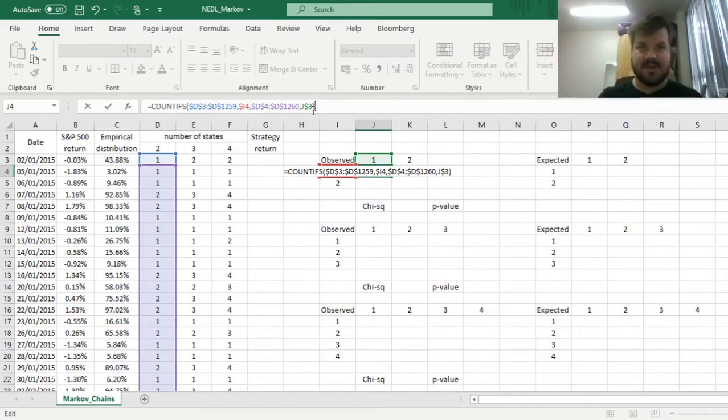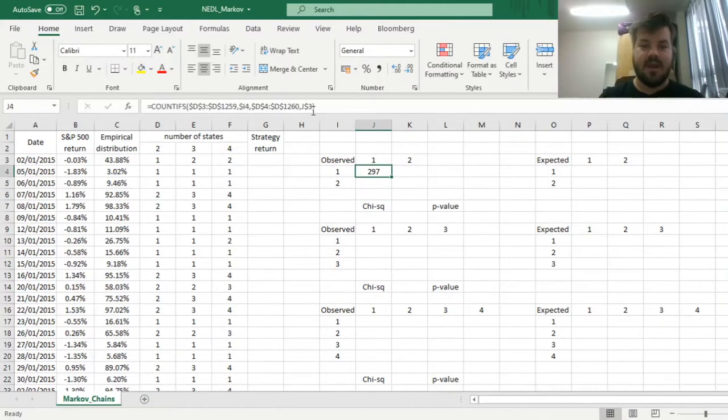So applying this quite bulky yet quite intuitive function, we can count how many times a 1 is followed by a 1. And dragging it across and down, we can see how frequent those transitions are. We can see that it's more likely that a 1 will be followed by 2, and it's more likely that a 2 will be followed by 1, all other things held equal.